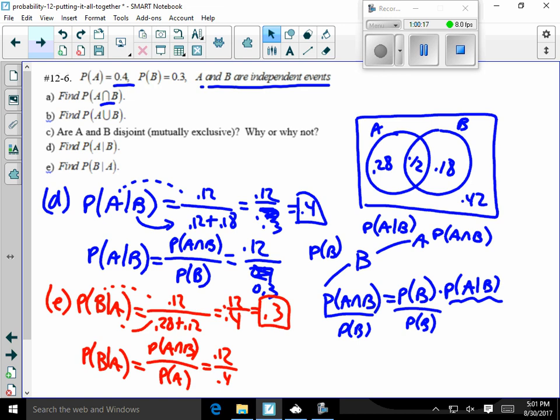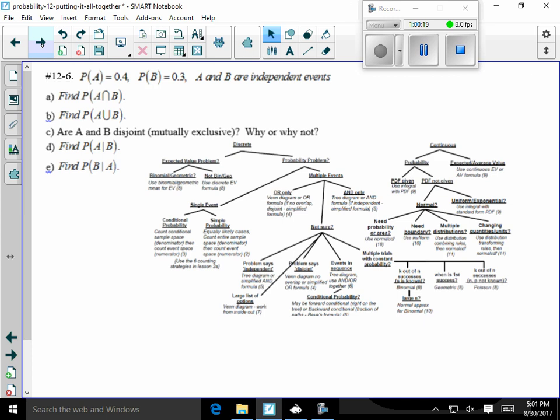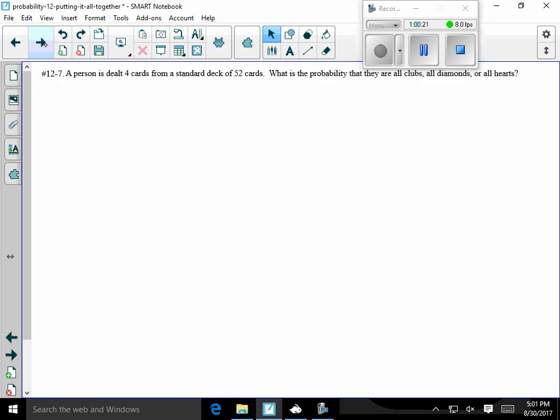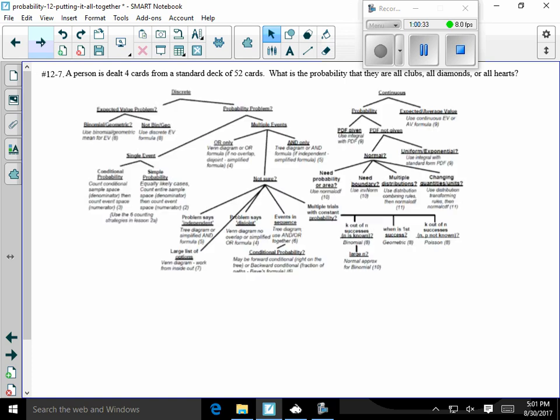Okay, moving on here. Now we're covering a lot of problems with a lot of different strategies here, but we'll keep talking here. It says a person is dealt 4 cards from a standard deck of 52 cards. What's the probability that they're all clubs, all diamonds, or all hearts? I didn't do this on the last one, but let's go ahead and look at the chart again to see if this will help us.